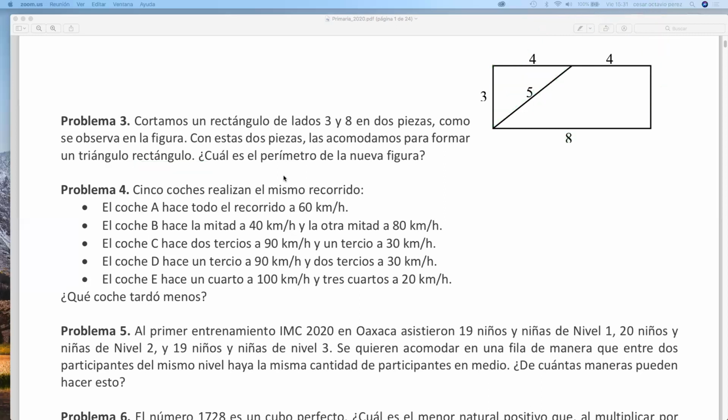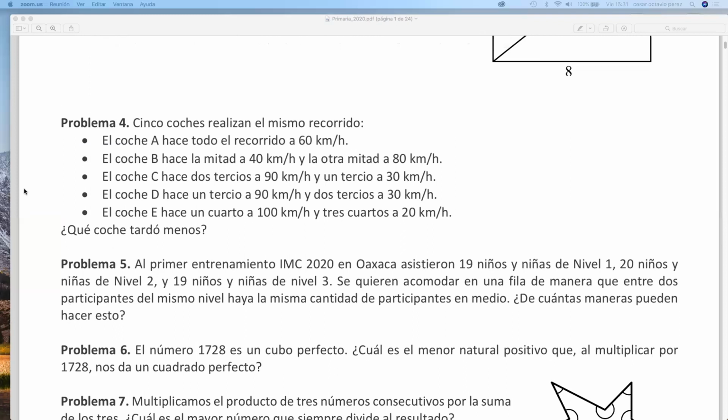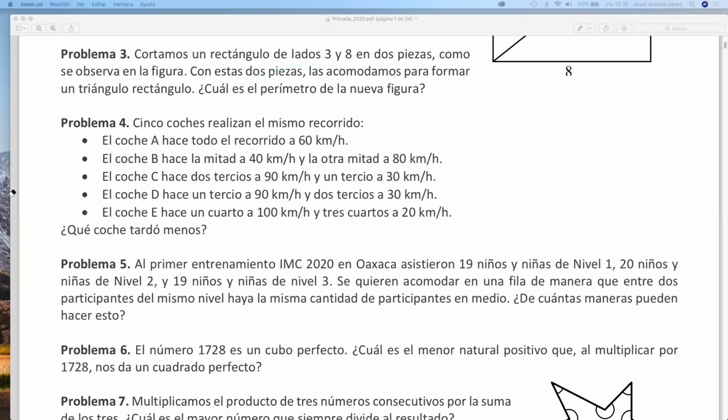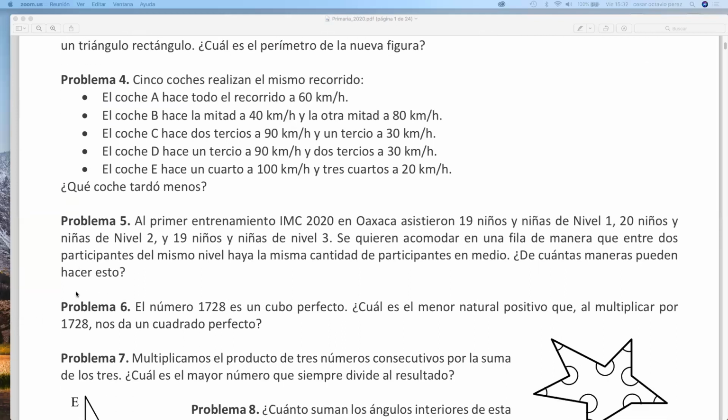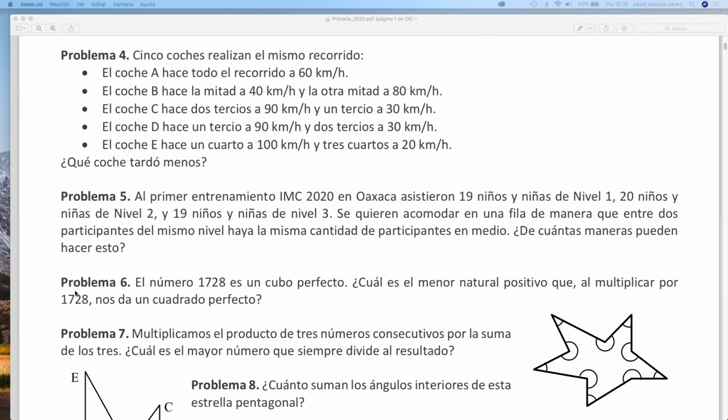Well, let's make the problem number 4. Cinco. 5 coches. ¿Qué son coches? Car. It's a car.